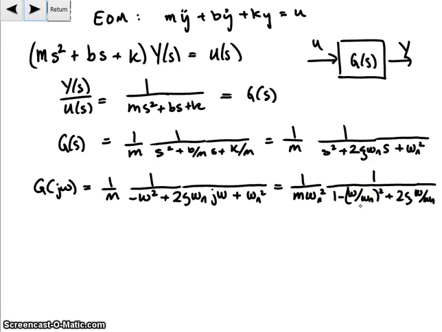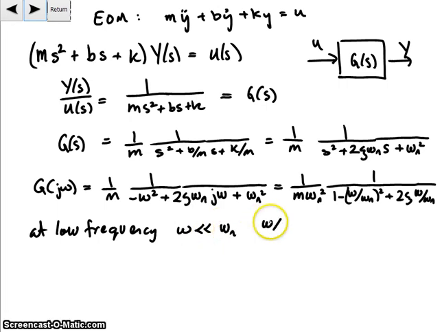Now at low frequencies, we can be a little bit more precise about our definition of low frequency. That's omega less than omega n. Then what we're saying is that omega over omega n is much, much less than 1. And so if we look at this relationship here, all this complicated stuff is basically less than 1, and so this whole thing looks like a 1. So g of j omega at low frequencies looks like 1 over m omega n squared.